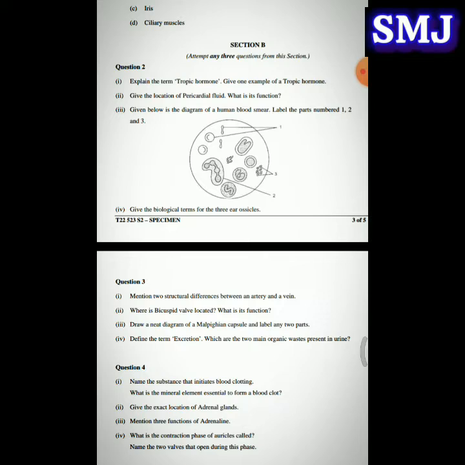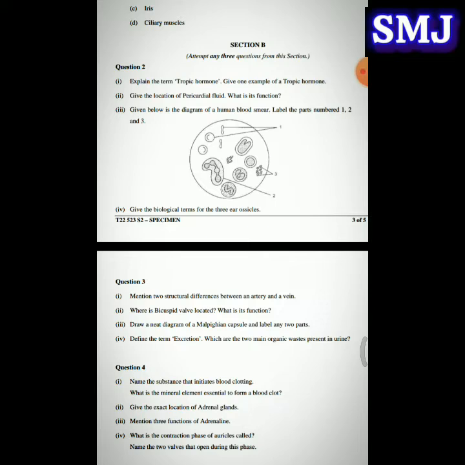Next question. Given below is a diagram of a human blood smear. Label the parts numbered 1, 2 and 3. So the answer is, the first one is the RBC. The second one is the neutrophil, and the third one is the blood platelet.